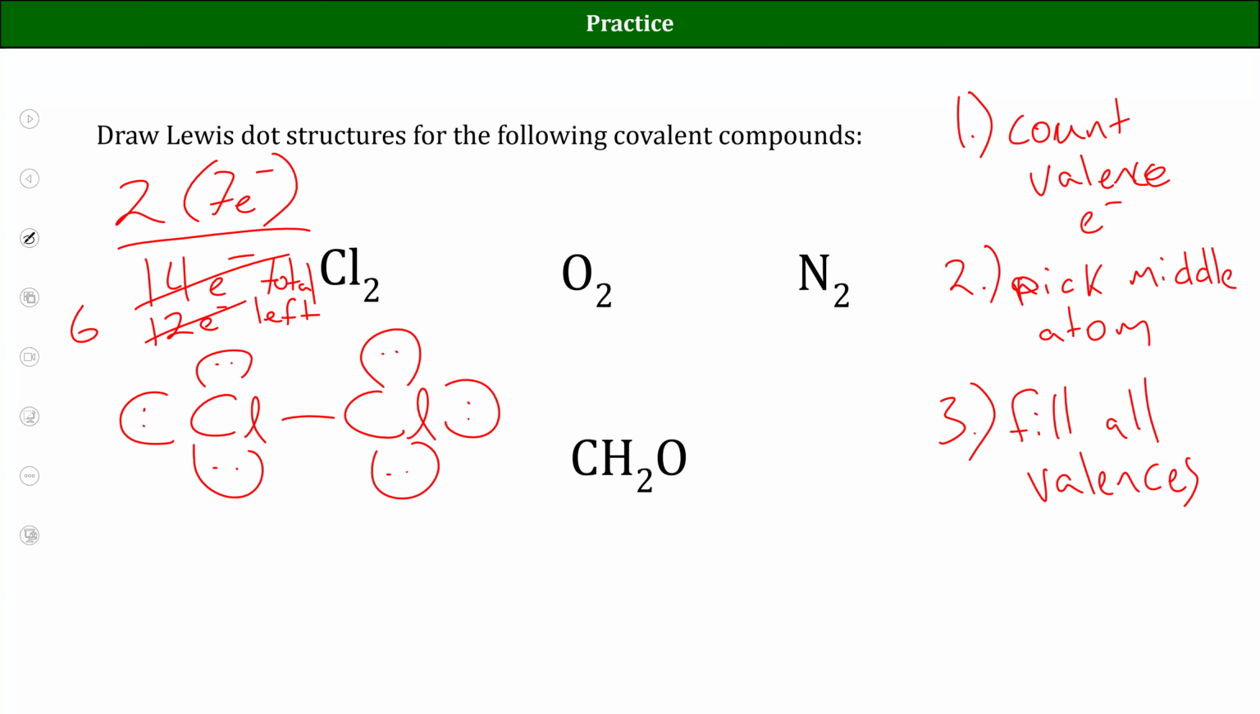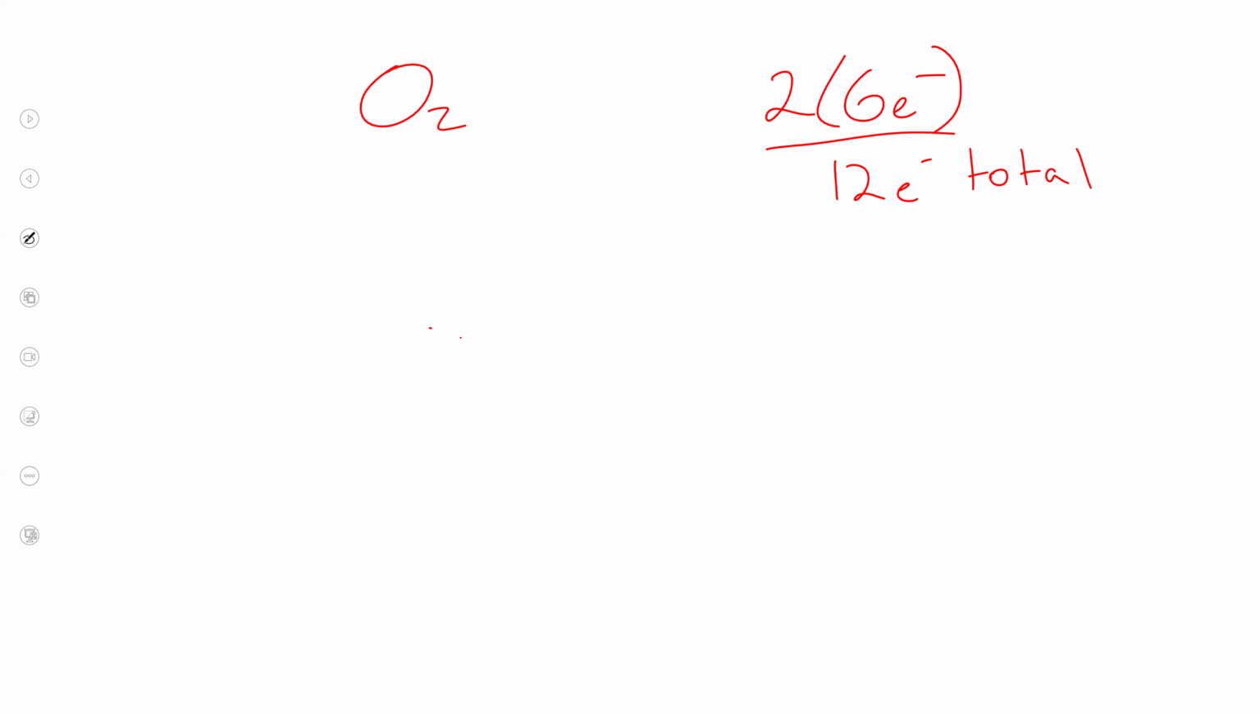Did we use the right number of electrons? Yes. Does everything have a full valence? Yes. That's our Lewis dot structure for chlorine. All right. How about oxygen? O2 has, each oxygen has 6 electrons, and there's 2 of them, gives us a total of 12. Put our two oxygens next to each other. Might as well connect them while we're at it.